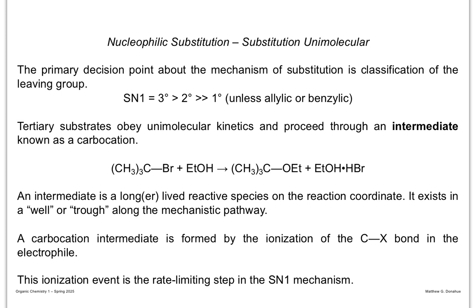So the rate for SN1 is opposite SN2. Tertiary reacts faster than secondary. Primaries will not undergo this mechanism, asterisk, unless they're allylic or benzylic. So that would be allylic, so primary allylic. That would be primary benzylic.